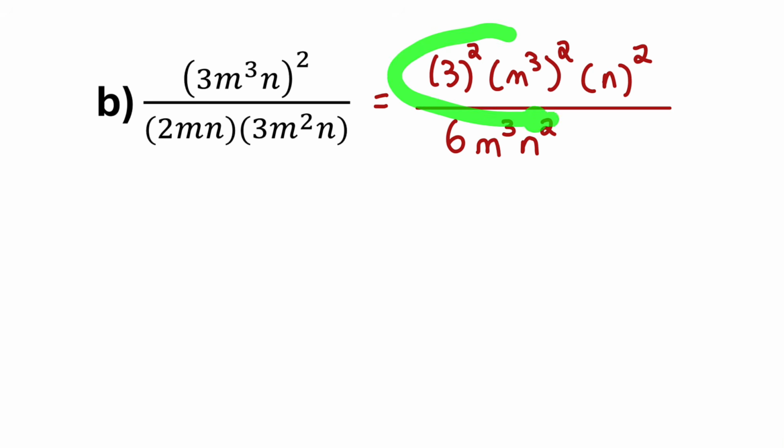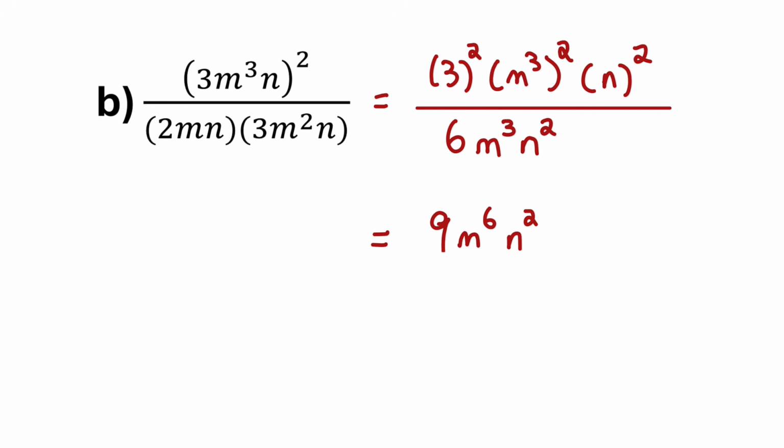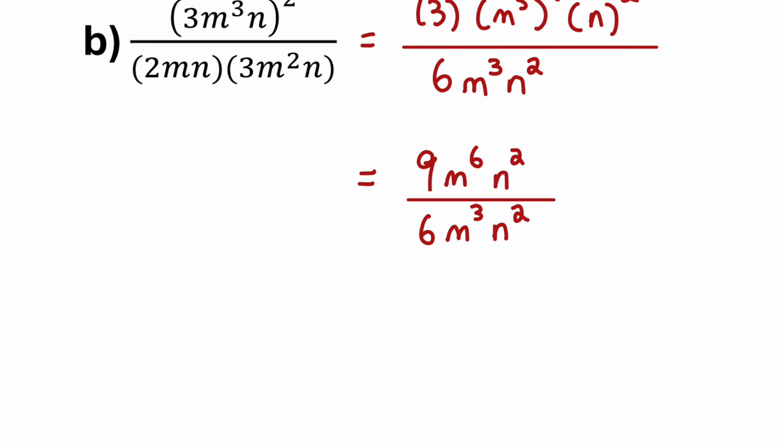And now I'll simplify this numerator. 3 squared is 9. The power of a power rule would tell me to multiply those exponents of 3 and 2 together to give me m to the power of 6. And then I have an n squared. And I'll leave the denominator the same for now. And now I can do my divisions. 9 divided by 6, well, I could simplify that. 3 goes into both 9 and 6. 3 goes into 9 3 times and into 6 2 times. So notice it simplifies to 3 over 2.